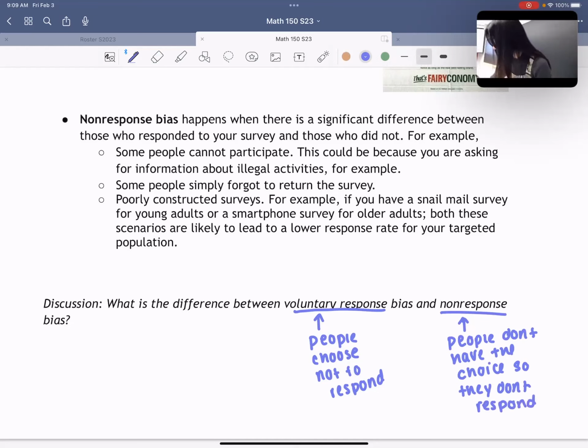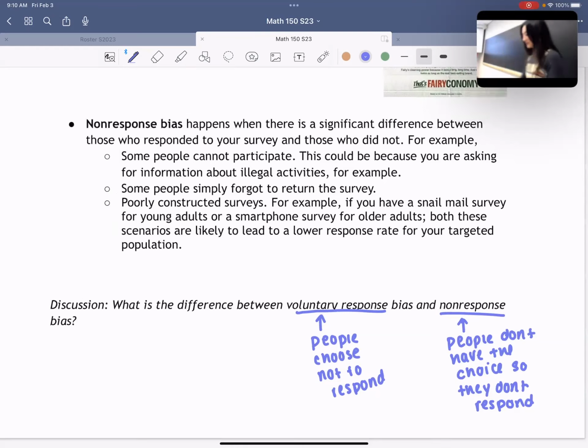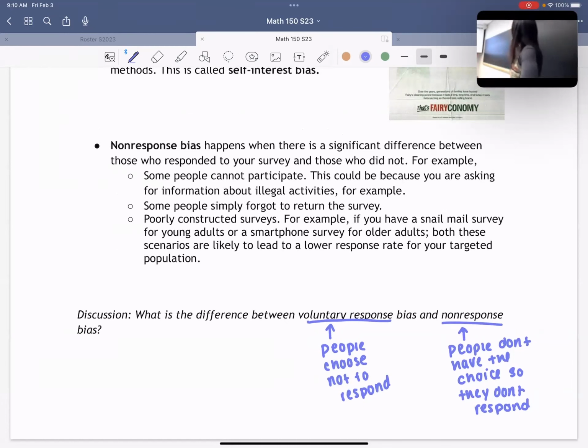Okay, so that's kind of the difference between voluntary response and non-response. They are very similar to each other, and I think there's a question on the homework where either one could have been the answer. So I'll leave that up to you. As long as you have a good description of why you think it might be voluntary response or non-response or even self-interest, these questions get a little bit debatable. So if you have a good reason, even if it's not what I think, I'll probably mark your question correct if you have a good description of why you think that way. Okay, any question on bias?